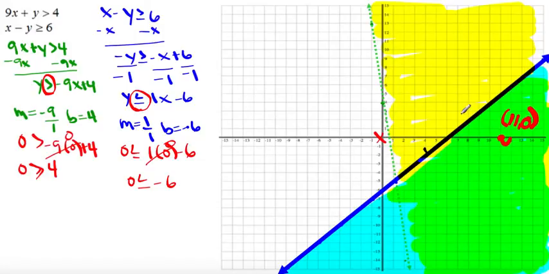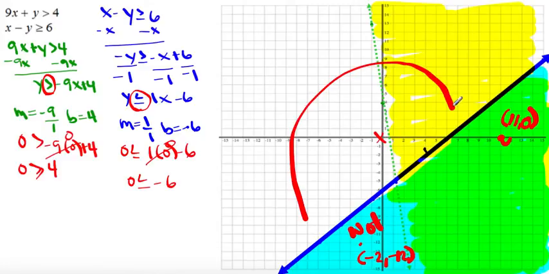And then the non-solution is everything in yellow, white, or blue, even including this part of the blue line. So for example, a non-solution could be negative 2, negative 12. So it's not a solution. So all of this is not a solution.